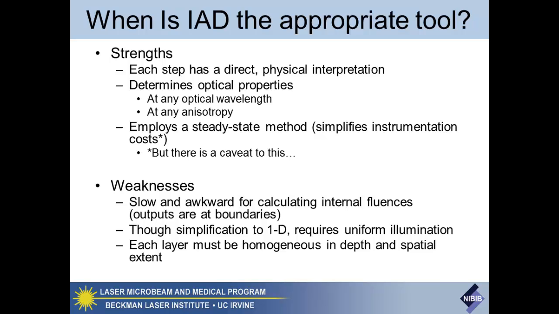So, even though it's a 1D simplification, there's the issue of uniform illumination. Again, making physical measurements, keeping everything evenly distributed and collimated, it's a subtle art. And again, it has to be layered and evenly distributed within that layer to actually understand what the optical properties are.